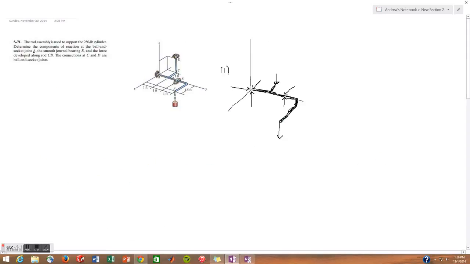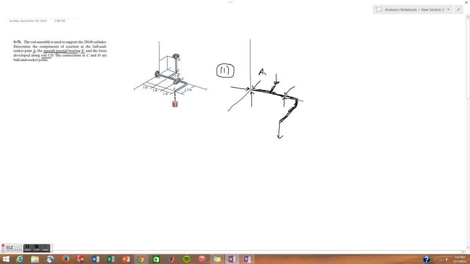Alright, so we have a 3 here, and we'll be solving for the points at A, E, and the rod CD. Looking at this, we can see at E, it's a smooth journal bearing. That means forces connect along the y-axis and with a moment without interference. So only in the x and the z direction there's going to be forces.